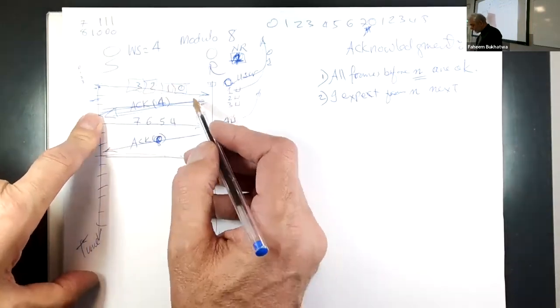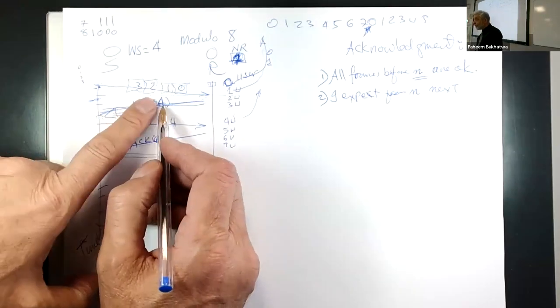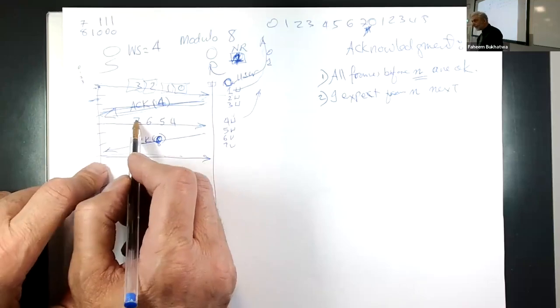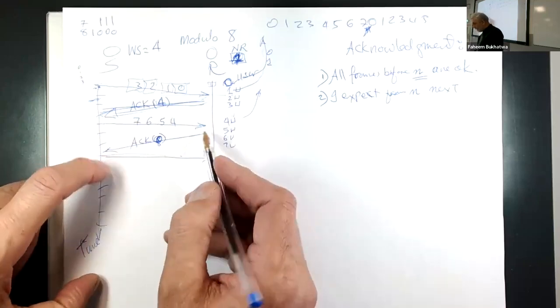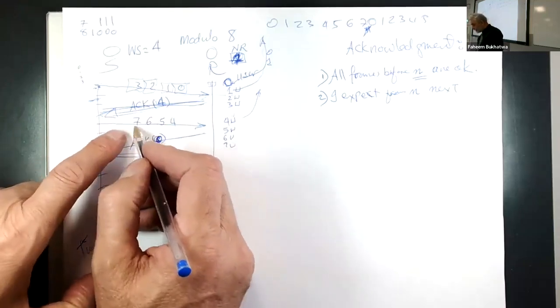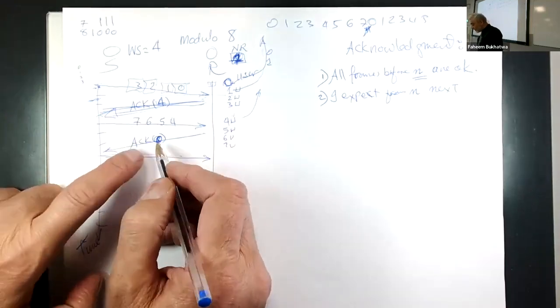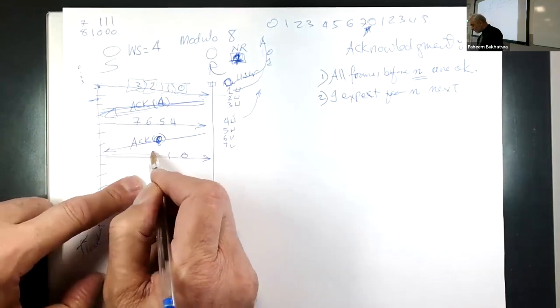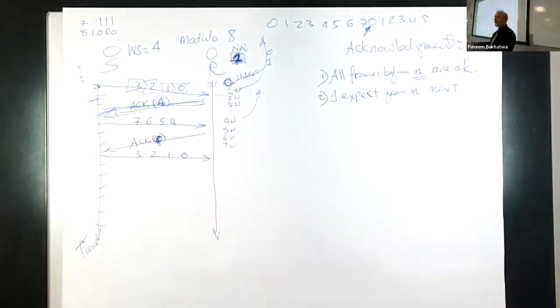This guy received them, sent you back acknowledgement 4. That means I got up until number 3, I'm waiting for 4. So he sent 4, 5, 6, and 7. You got them all, you send acknowledgement, what's after 7? 0. That means everything before 0 is received. Now you start with 0, 1, 2, and 3. And you keep going, so that's called the sliding window protocol.